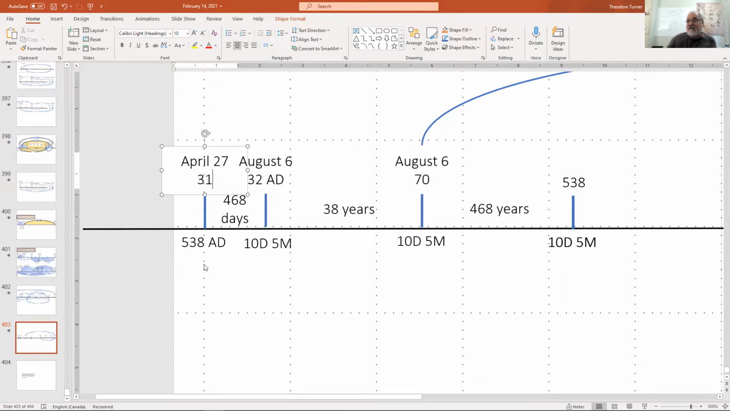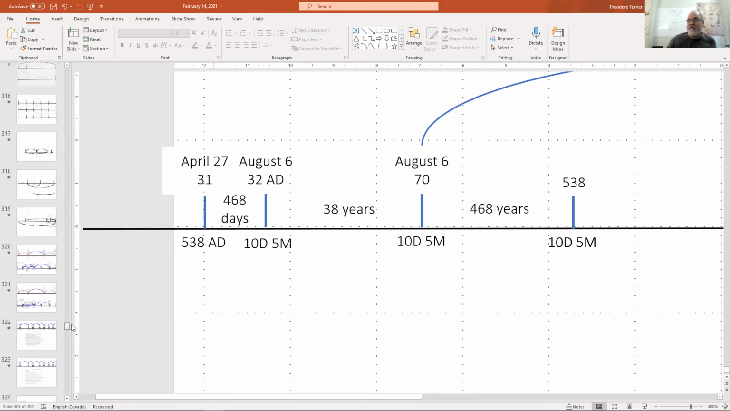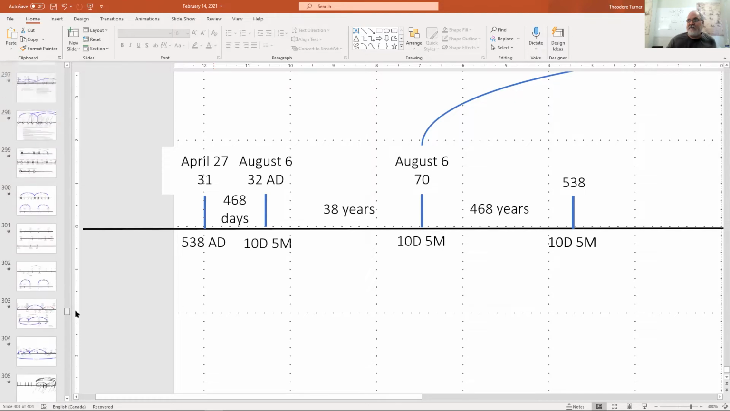Because what I had done is I'd counted from April 27th, 1260 days backwards, right? But why did I do that? Originally, why would I put 538, line it up with April 27th? It has to do with the chiasms. So what is it about the chiasms that would make me do that?